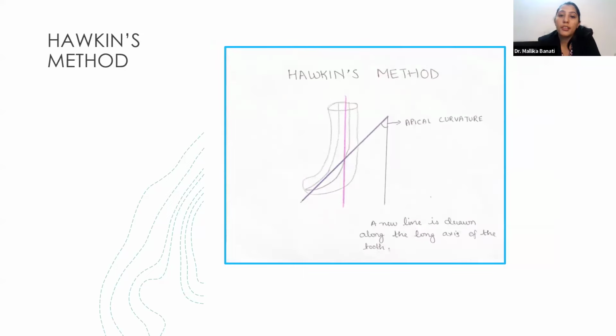Hawkins' method was similar to the coronal axis angle method, but we just took an angle outside of that. So what did we do? We took a perpendicular line parallel to the straight horizontal line passing through the orifice, and took an internal angle through the apical curvature from there.